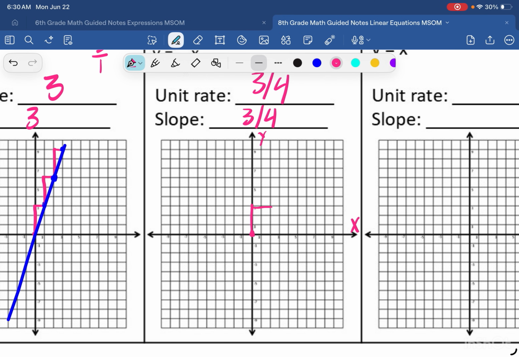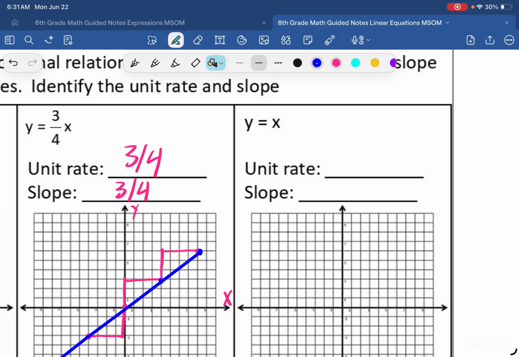1, 2, 3, 4. And that is a point on my graph. So I'm going to go up 3 and over 4. 1, 2, 3, 4. And that's a point on my graph. So now I connect those points on my graph.